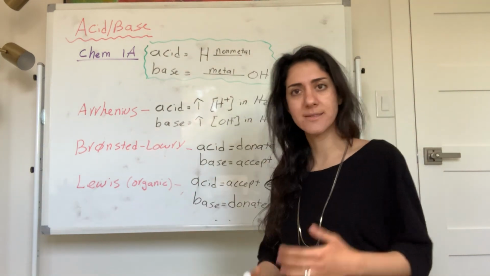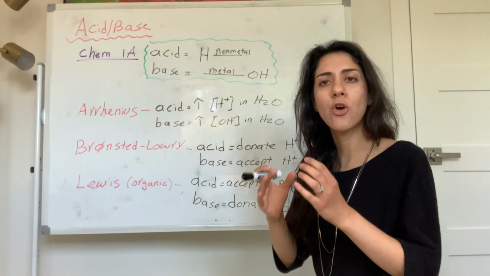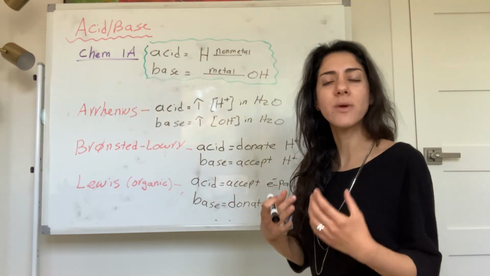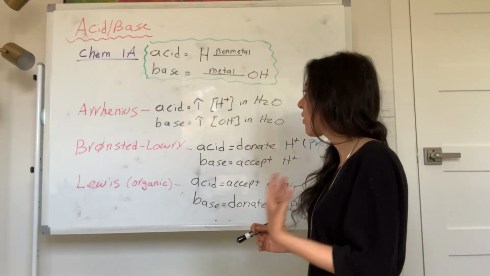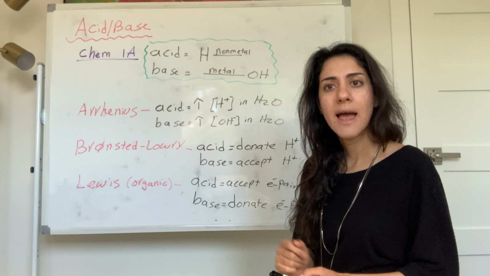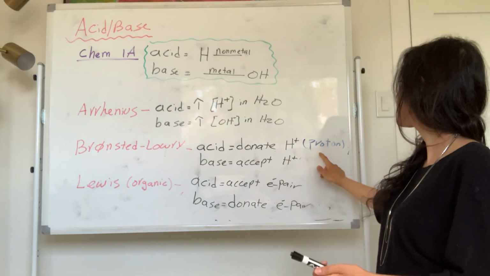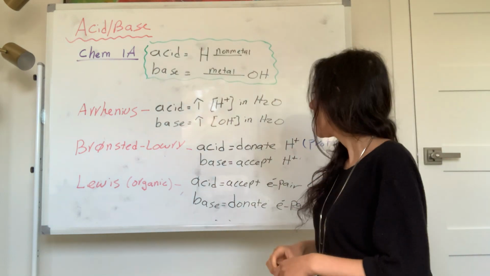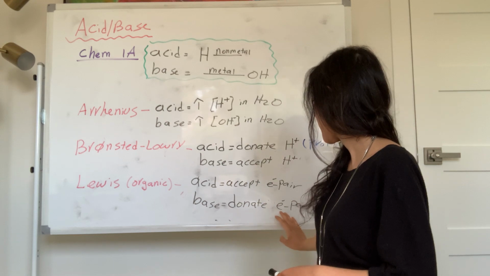There's the Arrhenius definition, and what that one says is that an acid is going to increase the concentration of H plus in water, and a base is going to increase the concentration of OH minus in water. There's the Bronsted-Lowry definition, which says an acid is going to donate an H plus, and a base is going to get that H plus. And usually H plus, the other name for it is proton. Now the Lewis definition, which they usually use in organic chemistry, says an acid is going to accept an electron pair and a base is going to donate an electron pair.